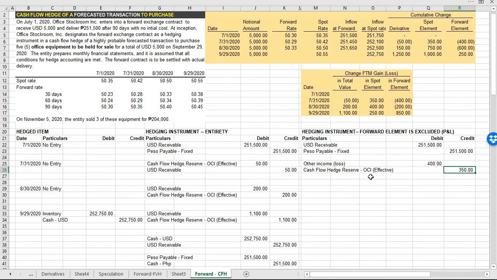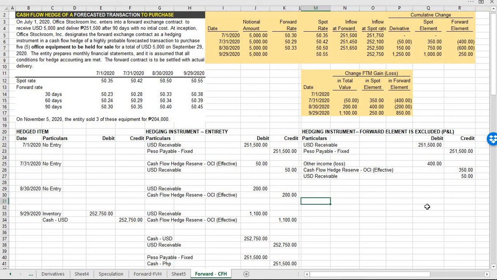Kasi ganun pa din. Kapag merong ineffective, that will be recorded in P&L. And syempre, gaya na sinabi ko kanina, yung separation nung effective from ineffective, medyo mahaba-habang discussion yun. Kaya for simplicity, let's just assume that all changes are considered effective. Kaya lahat to ay nasa OCI. Then, ngayon, i-record natin yung decrease sa derivative. That is credit USD receivable 50 pesos.